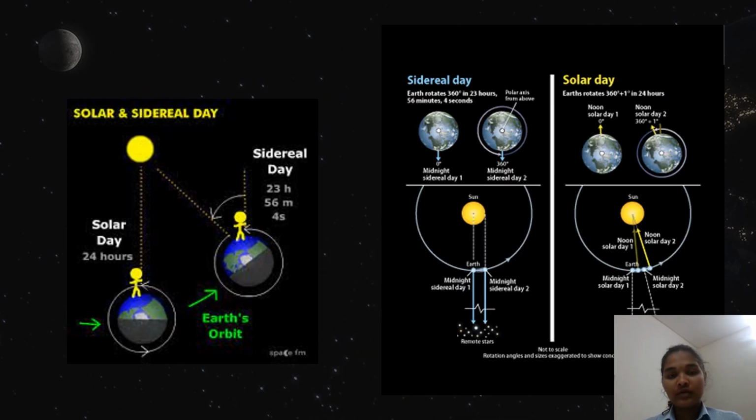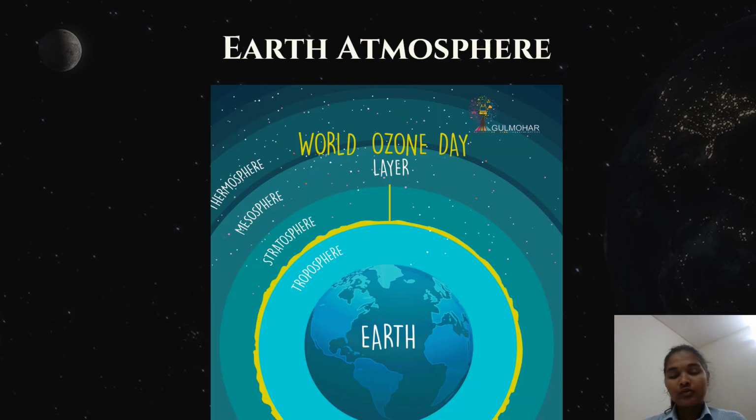The same thing which I told in the last slide is presented here, the sidereal day and solar day, and the motion required for both days, or we can say the time required for both days. So the last part of our presentation is Earth's atmosphere.